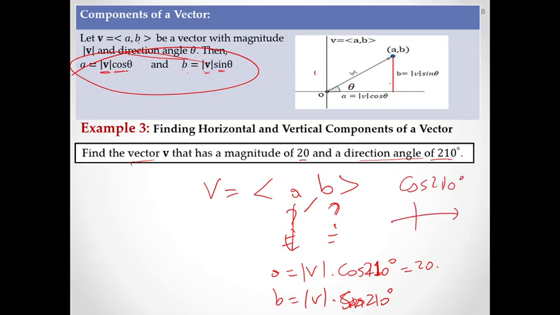Okay, look at its reference angle. We know how to calculate this. This is 30 degrees now, and it will be equal to cosine 30 degrees, but cosine is negative here, so it will be negative cosine 30. Negative cosine 30 is negative square root 3 over 2, and this will give us negative 10 square root 3. And you do the same thing for sine 210, and sine is negative also there, but the value of sine 30 is 1 over 2, so it will be minus 10 here.